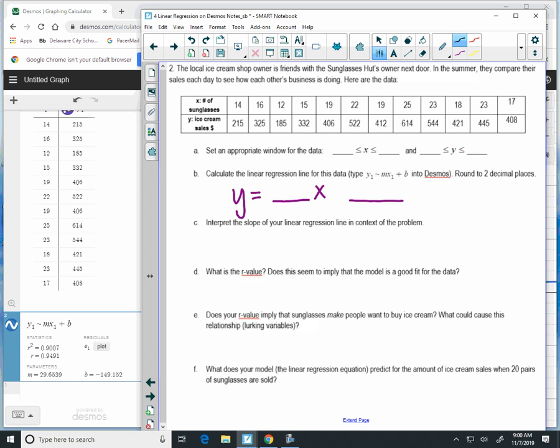Okay, so the M I got is 29.65. And the B I got is negative this time. I'm not going to clear anything out, but before I do anything, I'm also going to write down that R value, 0.9491. Those are the three important pieces of information there: your M, your B, and your R.